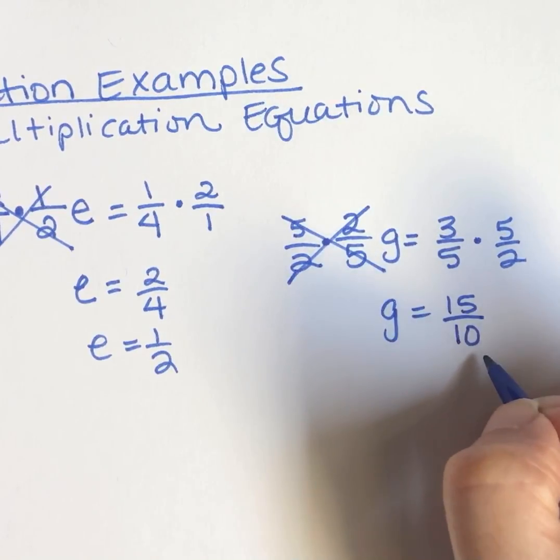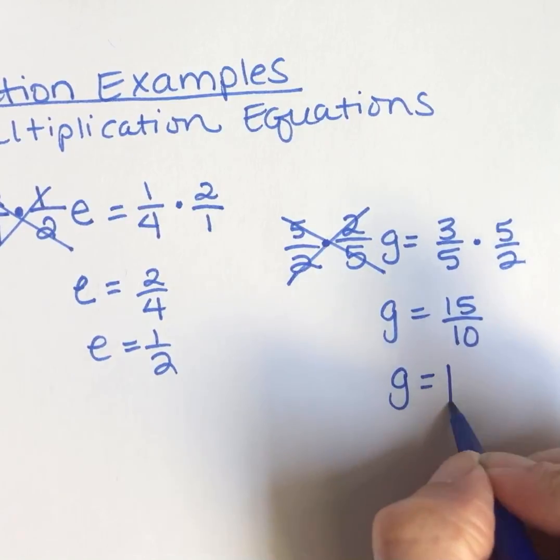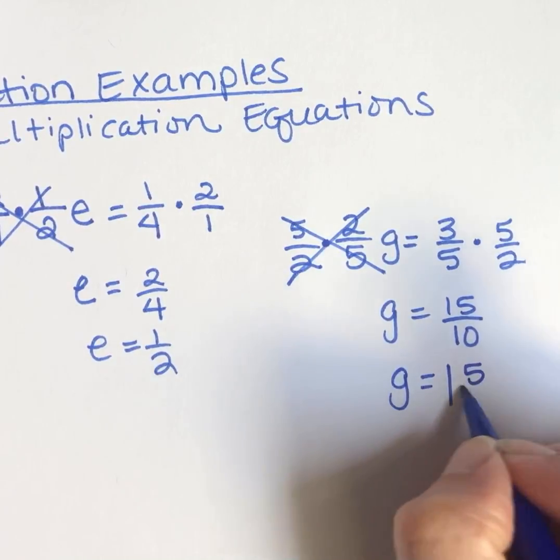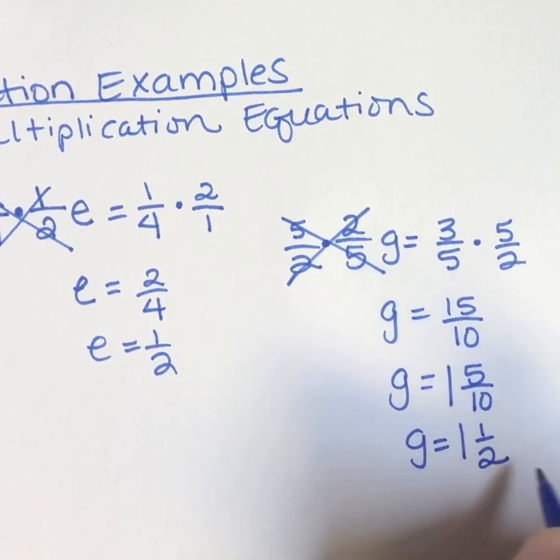That's improper. I cannot leave it like that, so I'm going to go ahead and change it. 10 goes into 15 one whole time and 5/10, and that simplifies down to 1 1/2. Okay?